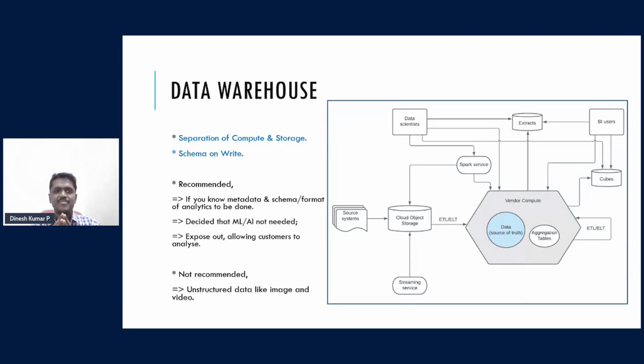Coming to the next, it's again the same schema-on-write, right? I just explained this for the database itself. The point is the same. Before you store data into a data warehouse, you have the table created in the data warehouse, and you write on top of it. The primary difference between a database and a data warehouse is the separation of compute and storage. And where I would recommend a data warehouse is if you know the metadata and schema, right?